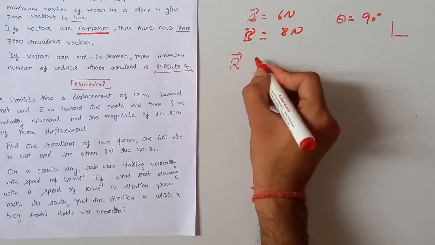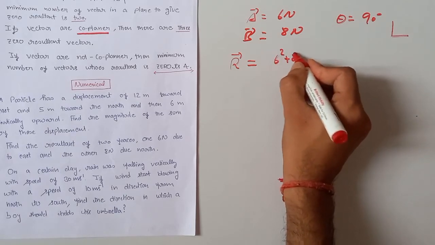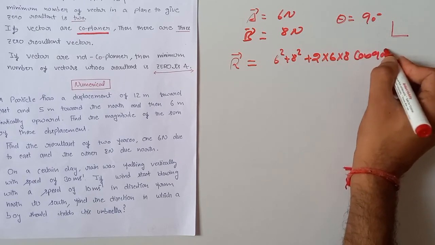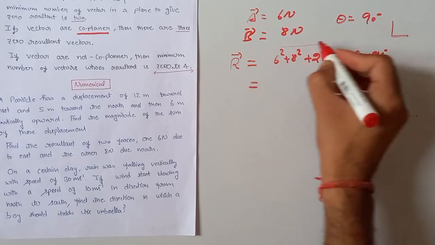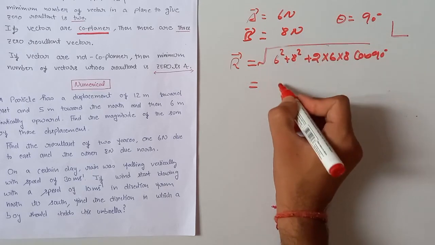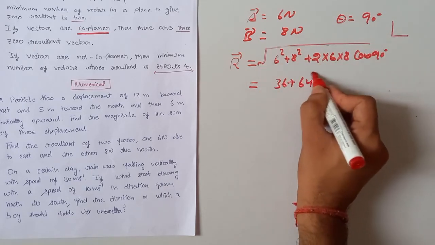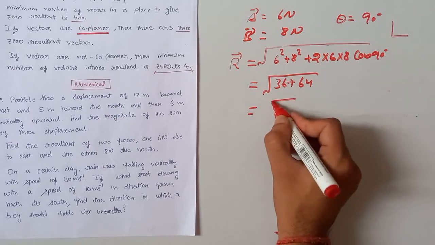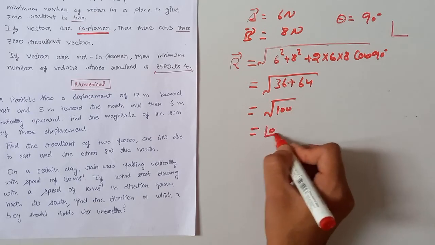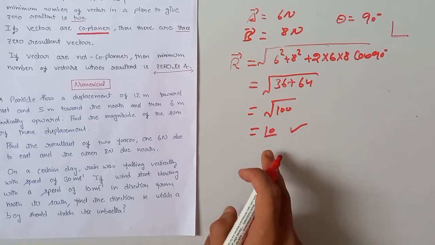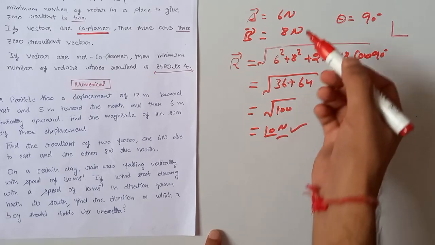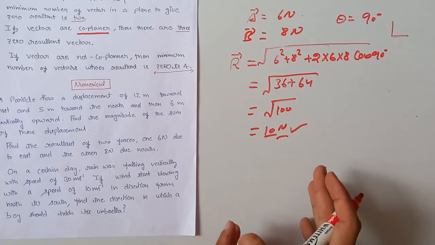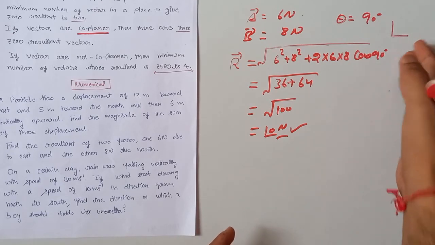Then the resultant vector is equal to the square root of 6 squared plus 8 squared plus 2 times 6 times 8 cos 90 degrees. Here 6 sixes are 36 plus 8 eights are 64, under the root, because cos 90 is 0 and 0 multiplied by this is 0. So it is the square root of 100, which is equal to 10. This is the resultant force. Here 10 Newton is the resultant force of the vectors A and B. I hope this numerical is also clear to you. Very easy numerical, also based upon this resultant formula.